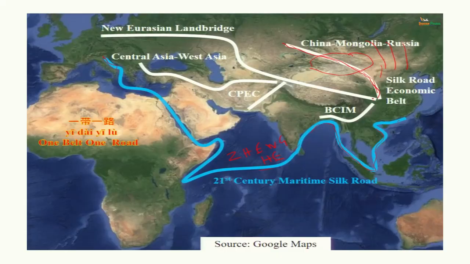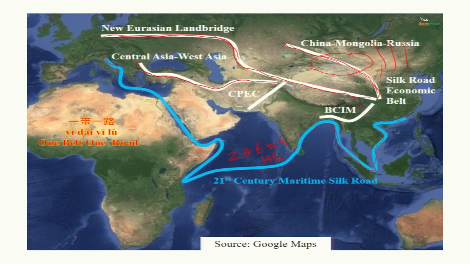Then there was this whole plan of building a Eurasian land bridge connecting China with Central Asia and from Central Asia to Russia and then into Europe, into Germany, from Poland to Germany. But after the Ukraine war, this project is looking unfeasible. Then there is another one that is basically connecting Central Asia with West Asia and from Turkey going into Europe. So, this looks more feasible right now.